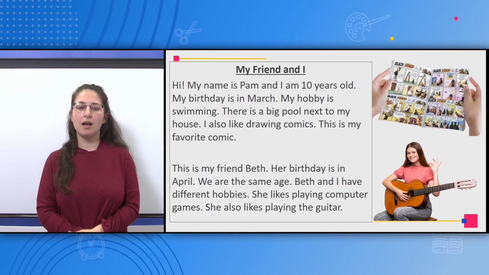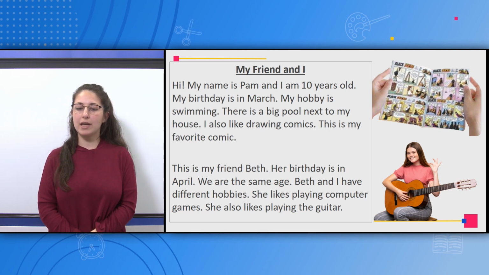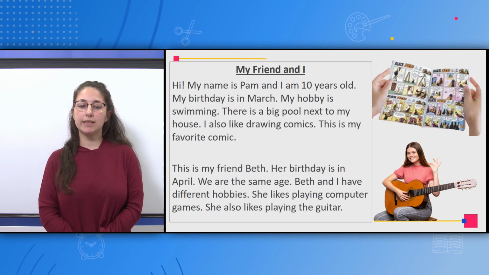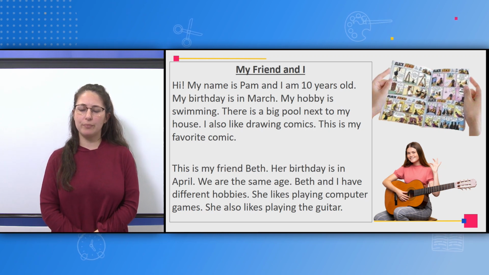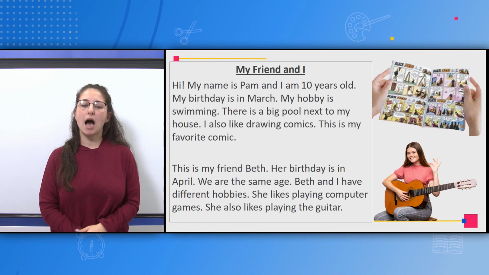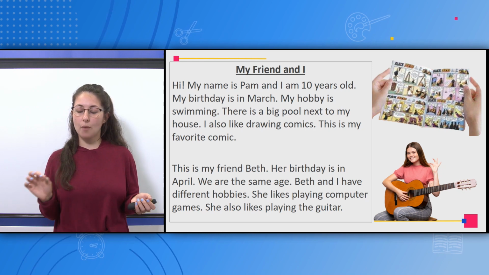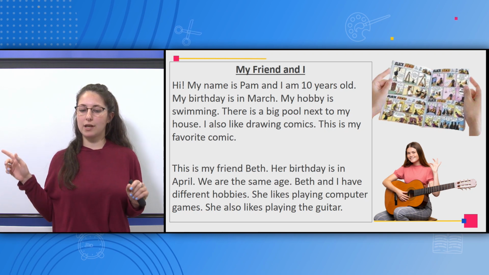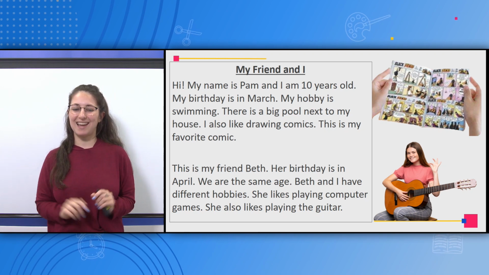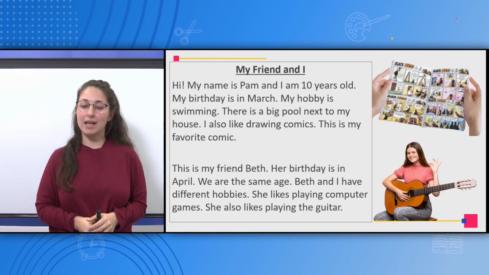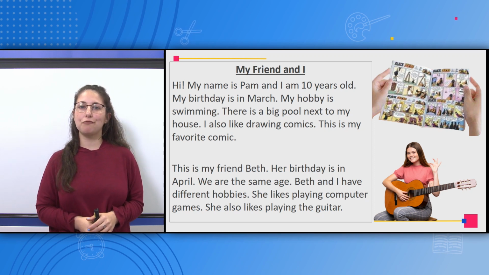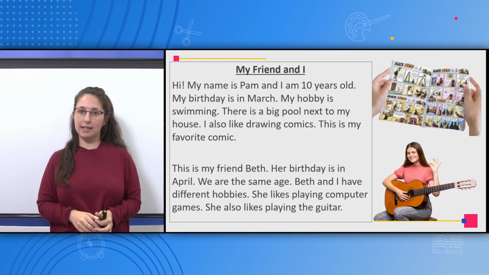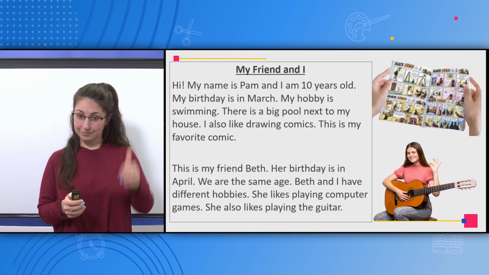My friend and I. Hi, my name is Pam, and I'm 10 years old. My birthday is in March. My hobby is swimming. There is a big pool next to my house. I also like to draw comics. This is my favorite comic. This is my friend Beth. Her birthday is in April. We are the same age. Beth and I have different hobbies. She likes playing computer games. She also likes playing the guitar.